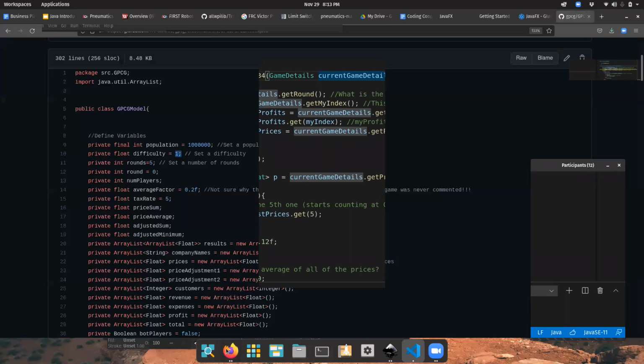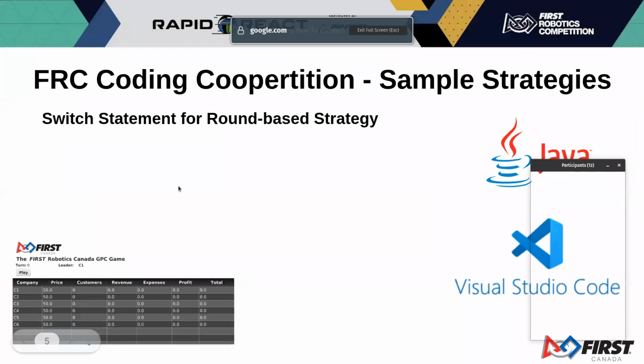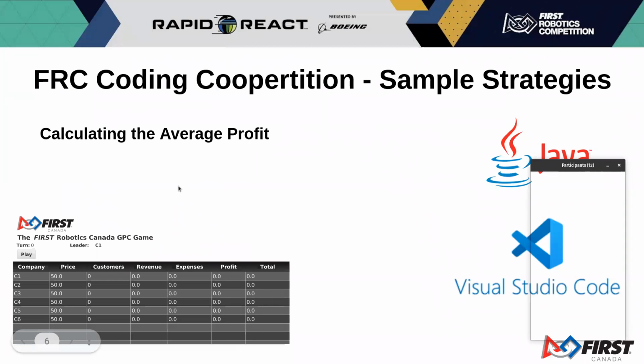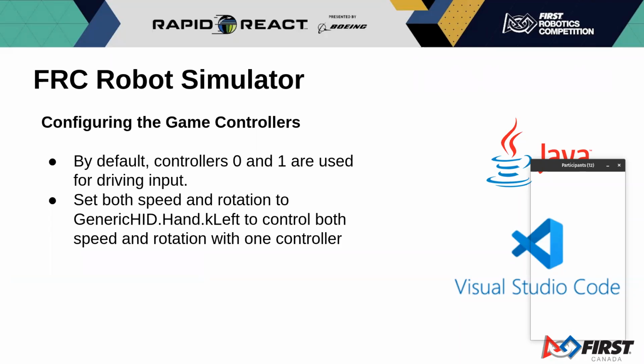So going back to our little slideshow for this evening, we went through calculating the average profit, for example. And we went through making some decisions if the profit is less than average. In this case, if the profit was less than 0. And now onto the robot simulator. Last time, the little robot only went backwards and forwards. And I'll show you a few things to do to get your robot moving all around in the simulator.